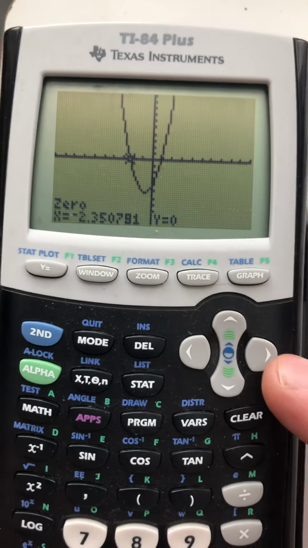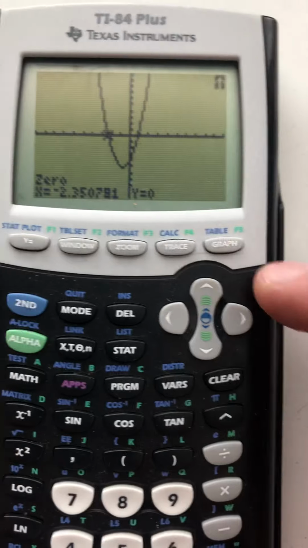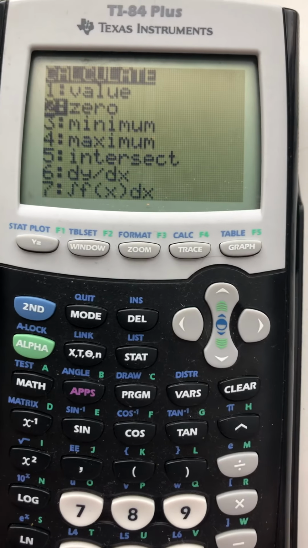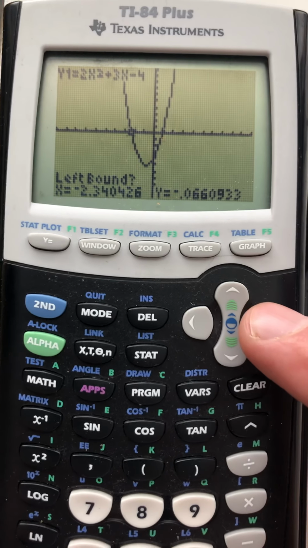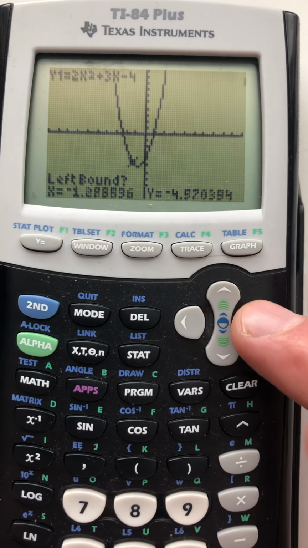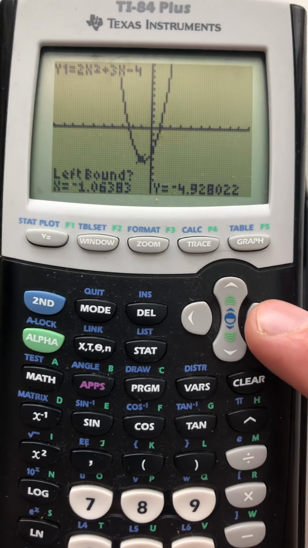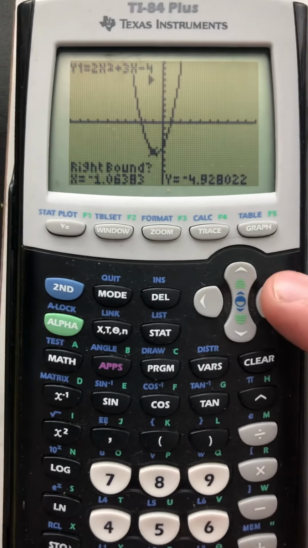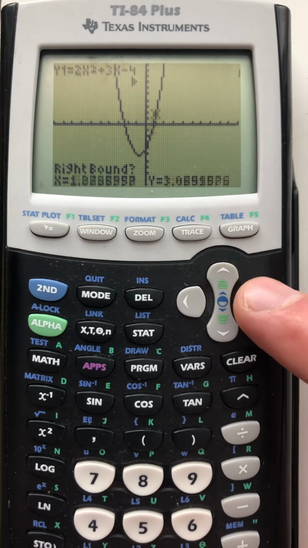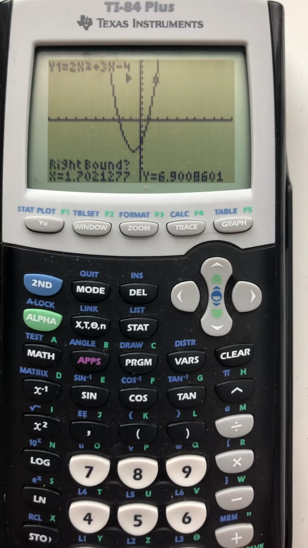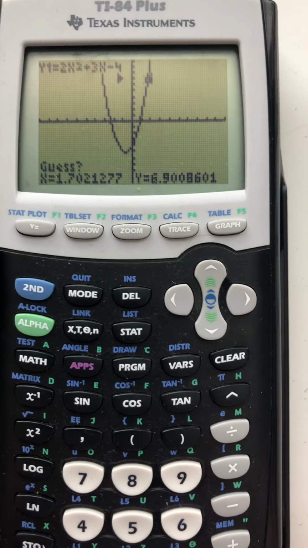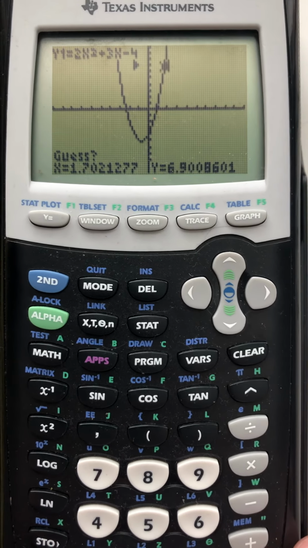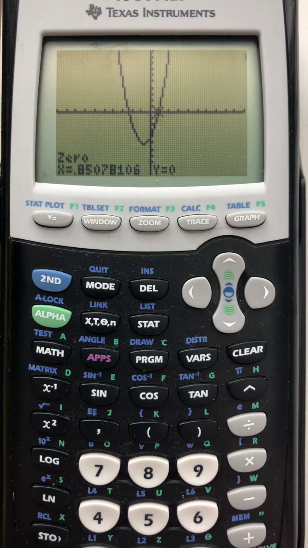So again, what I'm going to do is I'm going to hit the second function key and hit calc again. I go down and hit the 0 button. Again, it's going to ask me for the left bound. Well, again, all I have to do is move my cursor to the left of that other point. I'm going to hit enter. And then I'm going to move the cursor to the right of that same point and hit enter. And again, I'm not going to guess. I'm going to go ahead and hit enter again.